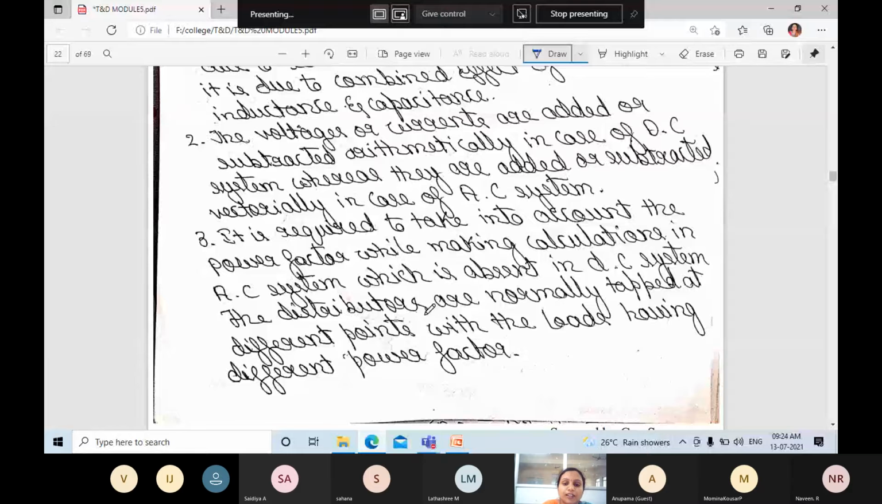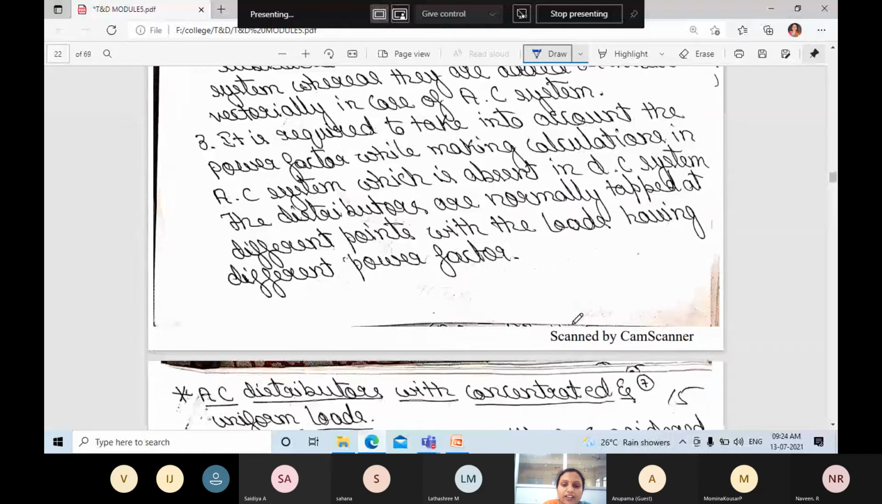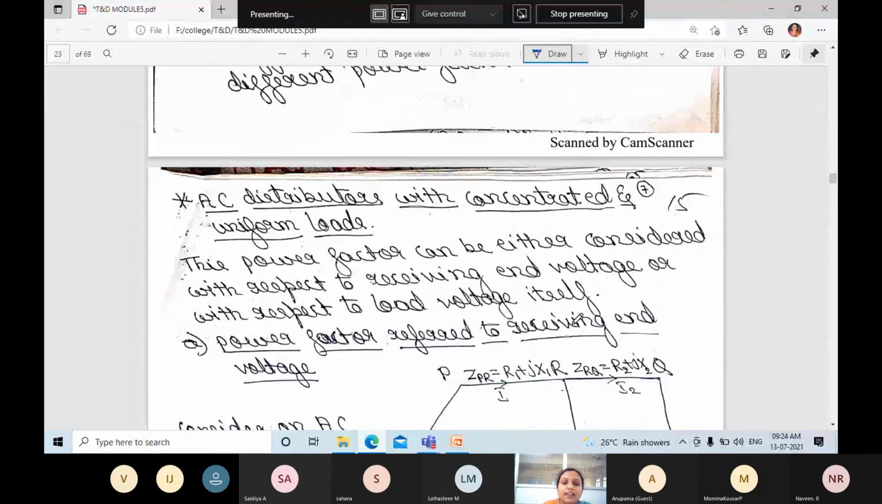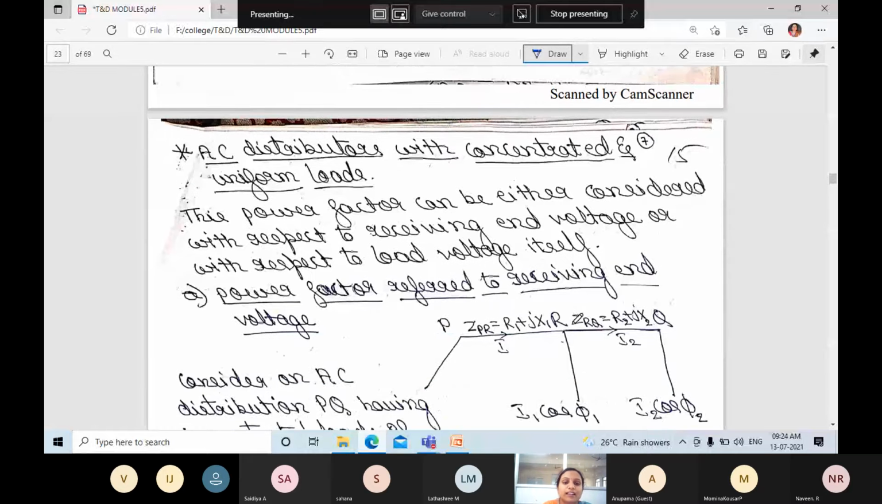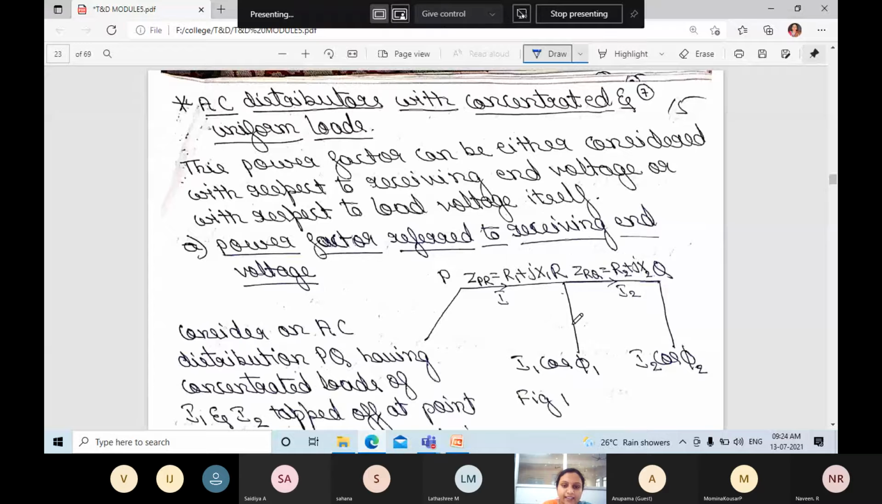The distributors are normally tapped at different points with loads having different power factors. Next is AC distributors with concentrated and uniform loads. Here, it is divided into two cases. The power factor can either be considered with respect to the receiving end voltage or with respect to the load voltage itself. First, we shall discuss the power factor referred to the receiving end voltage.